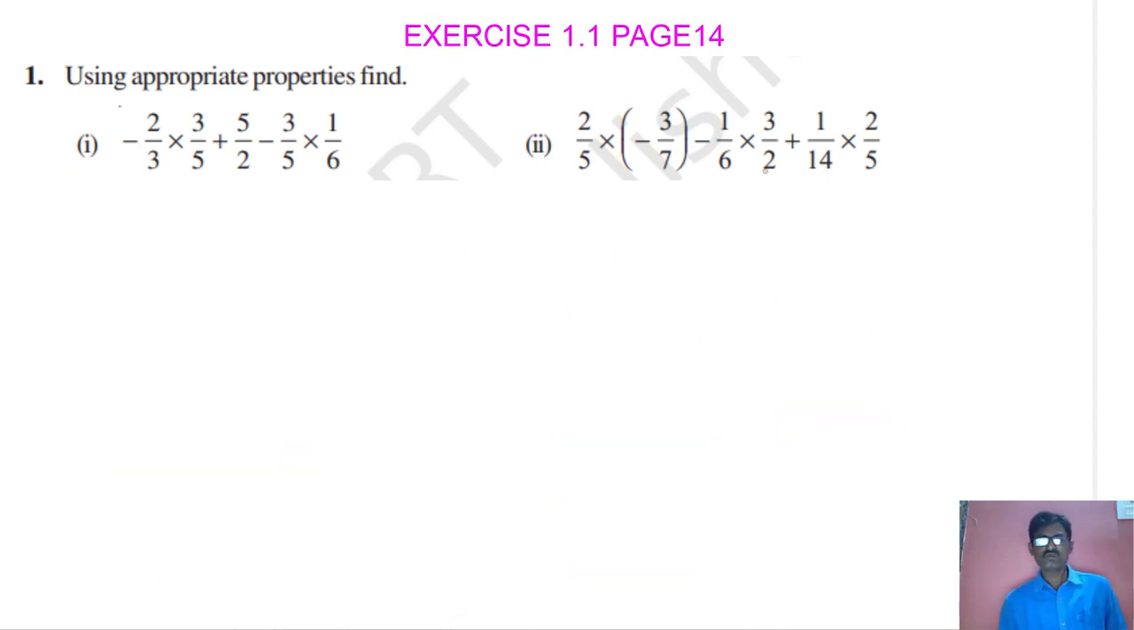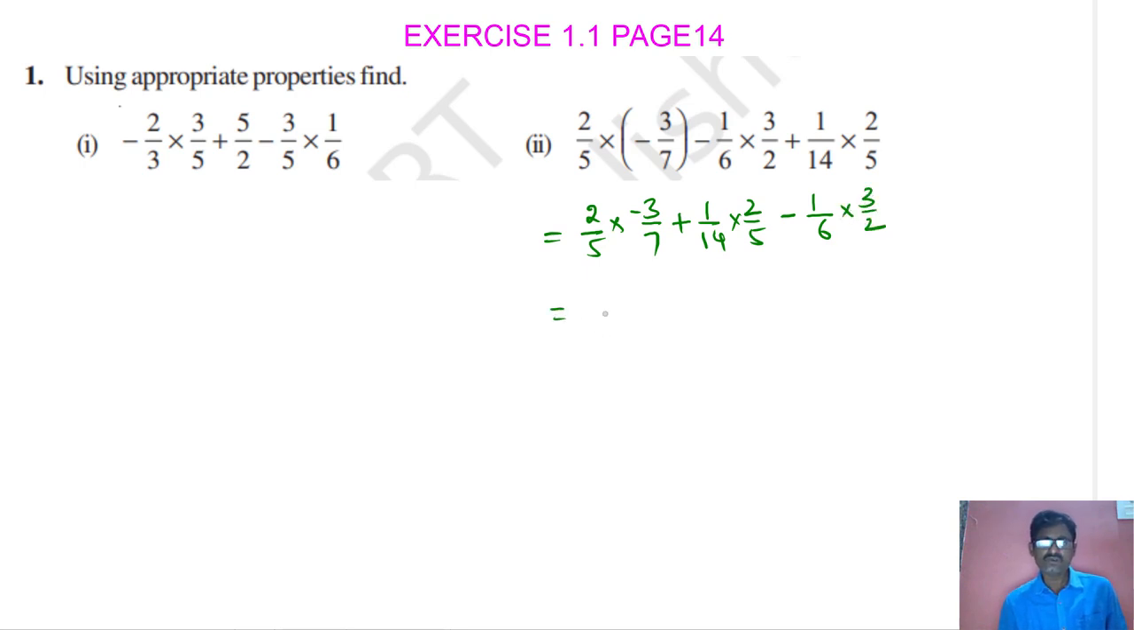Let us do the second question. Here if we observe 2 by 5 and here we have 2 by 5. So those are common. This is equal to, let us write this one as 2 by 5 times minus 3 by 7. Then regroup. So first write this term before this term. So we can write like this, plus 1 by 14 times 2 by 5. Then write the next term, that is minus 1 by 6 times 3 by 2.